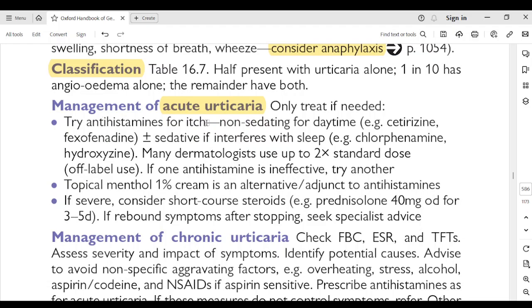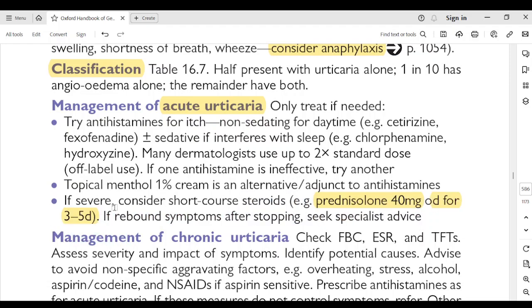Try an antihistamine for the itch: non-sedating for daytime, for example cetirizine, fexofenadine, plus a sedating one if it interferes with sleep, for example chlorpheniramine and hydroxyzine. Many dermatologists use up to 2 times the standard dose. If one of the antihistamines is ineffective, try another. Topical menthol 1% cream is an alternative or adjunct to antihistamines. If severe, consider a short course of steroids, for example prednisolone 40 mg OD for 3 to 5 days.